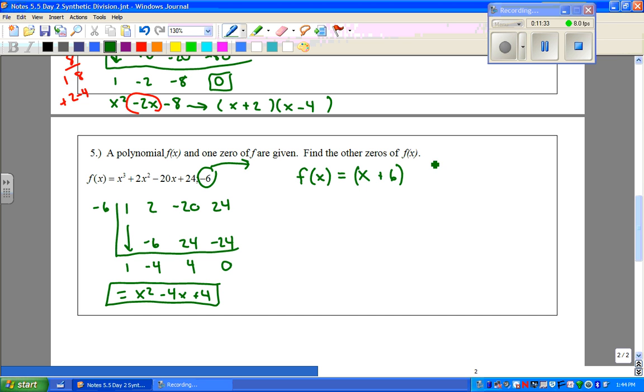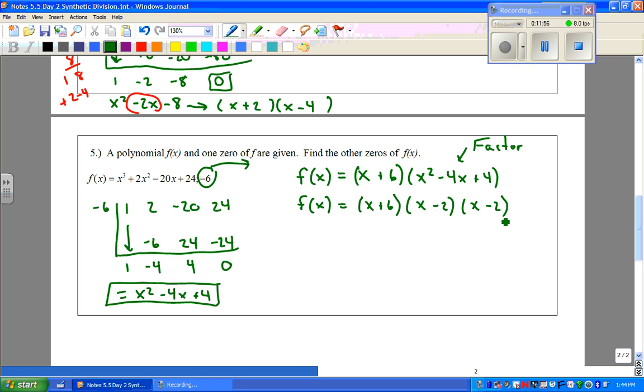Let's take this, x squared minus 4x plus 4, and continue to factor this one. If you factor that one now, you're going to be left with x plus 6 as your first factor, and then you're going to get x minus 2 times x minus 2. So for all of my zeros for this one, I got x plus 6 is equal to 0, x minus 2 is equal to 0, and x minus 2 right here is equal to 0. I get x equals -6, I get x equals 2, and I get x equals 2 right here.